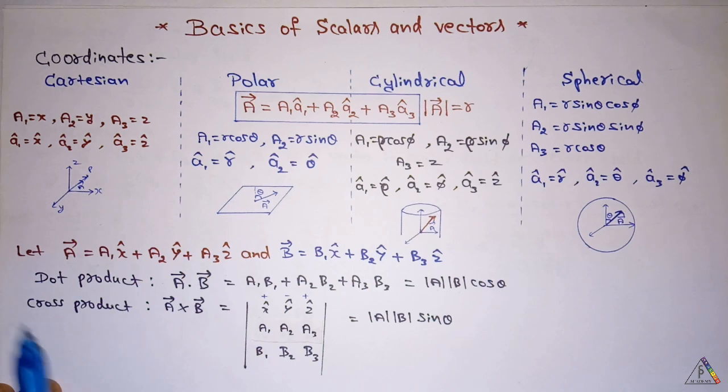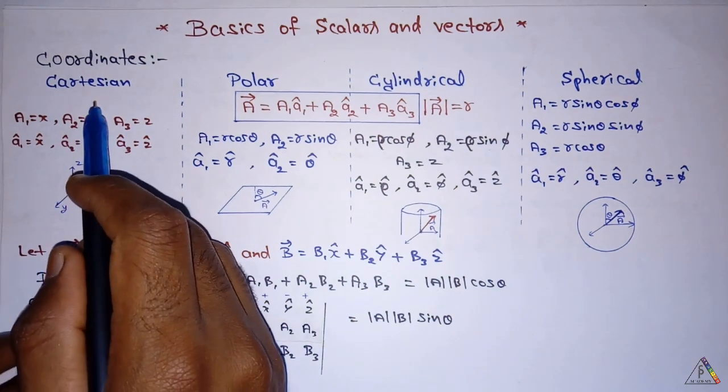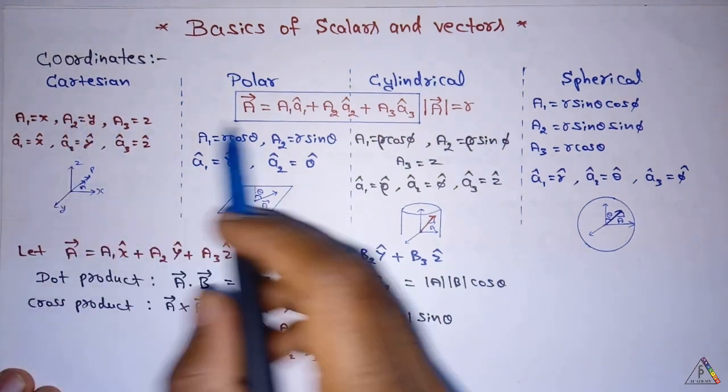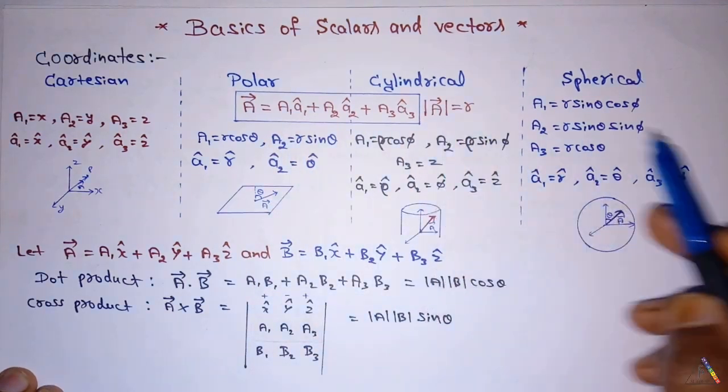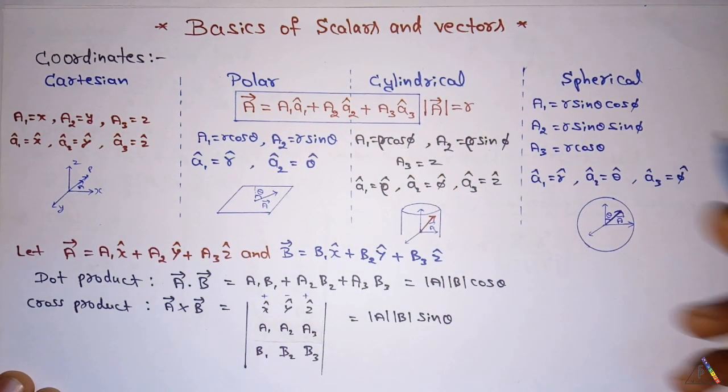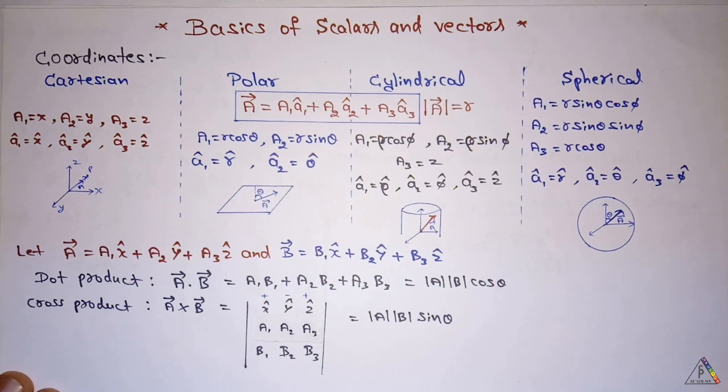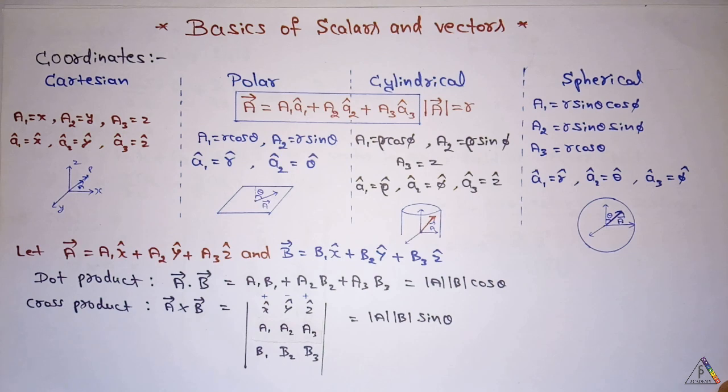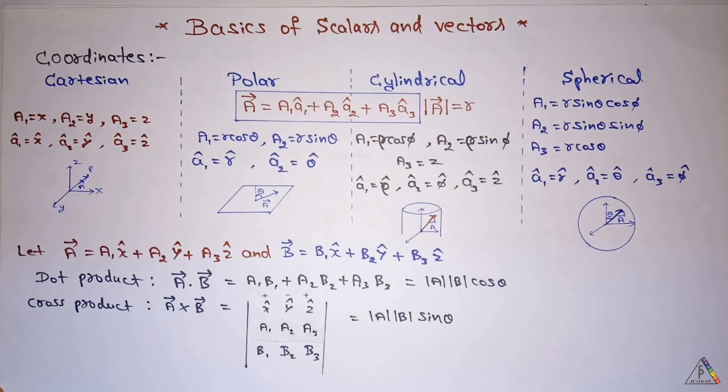In this concept, I am representing the different types of coordinates, that is Cartesian, polar, cylindrical and spherical coordinates. The question is, why do we need these coordinates? The answer is, to represent any system in space, the very basic physical quantity we need to know is its position. By knowing the position of that system in space, we can measure any further physical quantities.